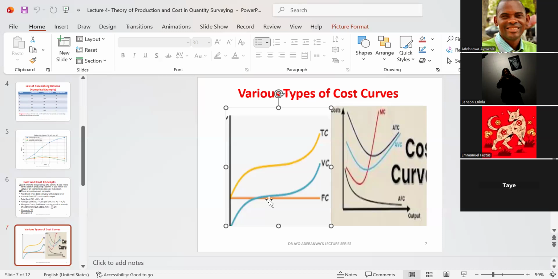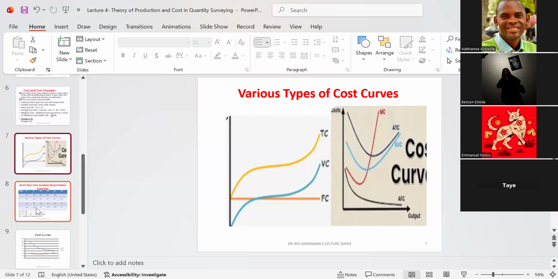Then on the other side, you have the short-run costs: ATC, AVC, and AFC. To get your ATC, it is TC divided by Q. AVC is VC divided by Q, variable cost divided by Q. AFC is fixed cost divided by Q. All those are called short-run costs. Let's move on to look at the other slides.